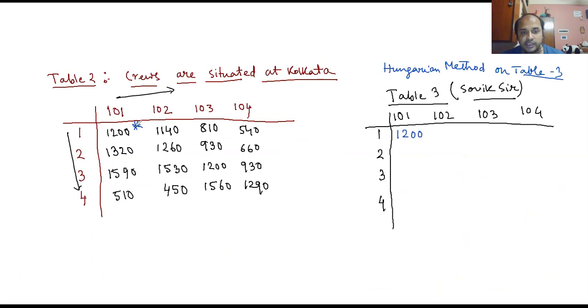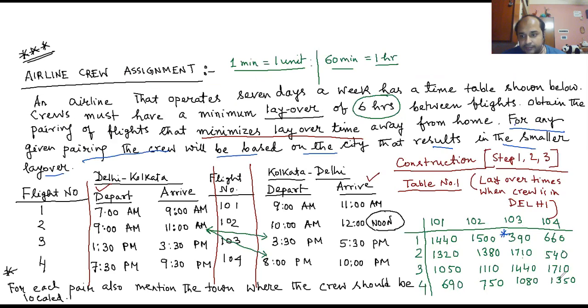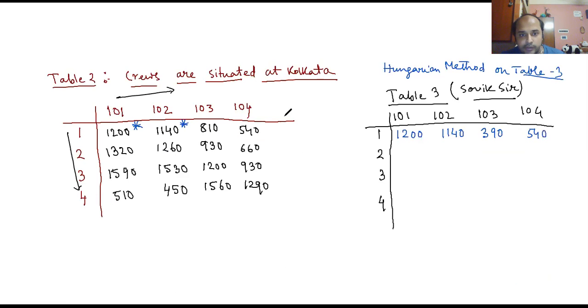1200 is minimum, so your cell value will be 1200. You will put a star mark over here. And then 1500 and 1140, so you are going to put 1140 and a star mark over there. Next is 390. Minimum of the two will be taken in the new table. This one is 390 and that was 810. You are going to put 390 and a star mark in this matrix. These star marks are very important. Similarly, 660 and 540. I'm going to put 540 and a star mark.